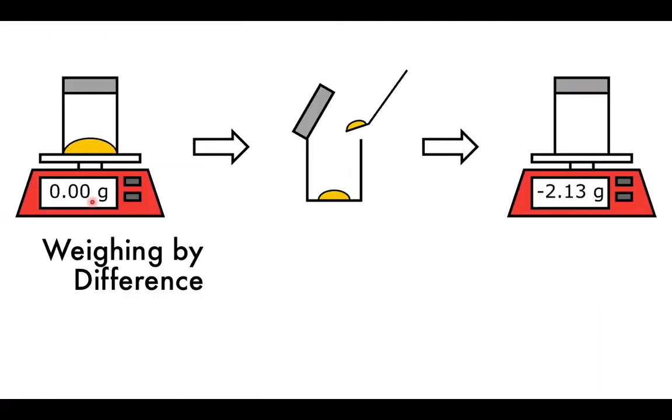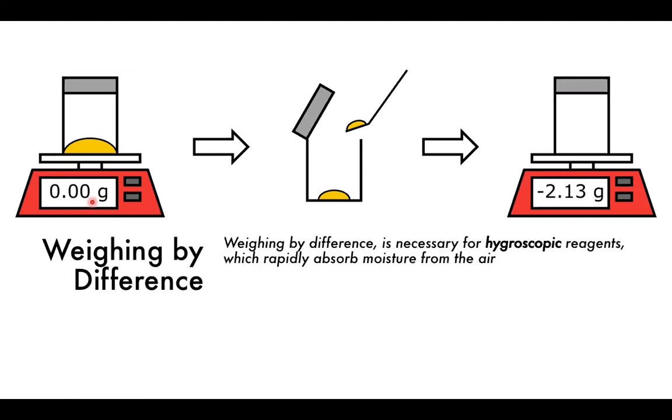One technique that can be utilized is the idea of weighing by difference. For compounds which are hygroscopic, that particularly absorb a lot of water or moisture from the air, it's often necessary to try and reduce the amount of exposure they have to the air. If you are able to do these measurements in a moisture-free environment, that's great. But if not, a way that it can be mitigated is through weighing by difference.